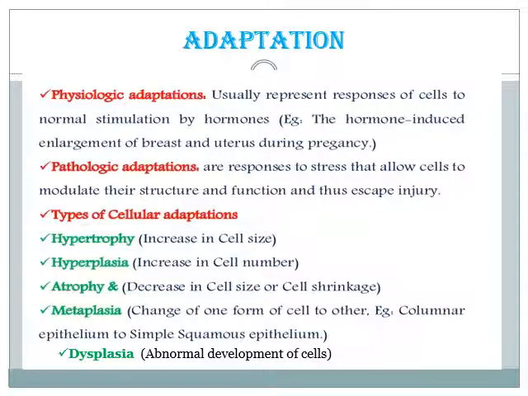Adaptation. Adaptation is of 2 types: physiological adaptation and pathological adaptation. Physiological adaptation represents responses of cells to normal stimulation by hormones, for example, the hormone-induced enlargement of the breast and uterus during pregnancy. Pathological adaptations are responses to stress that allow cells to modulate their structure and function and thus escape the injury. So, there are 5 types of cellular adaptations: hypertrophy, hyperplasia, atrophy, metaplasia, and dysplasia.